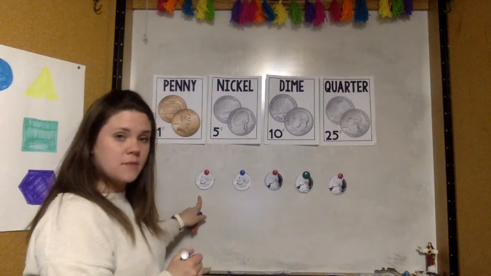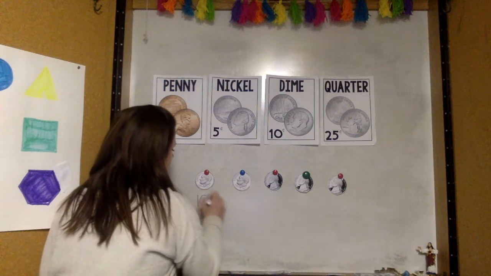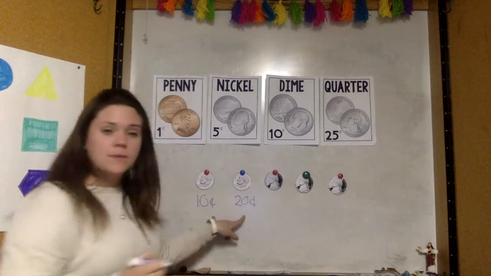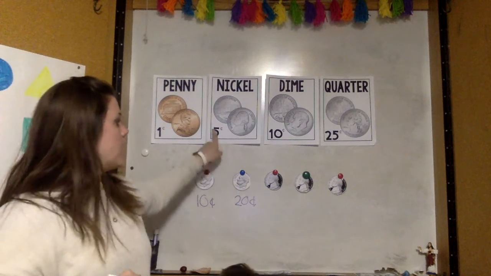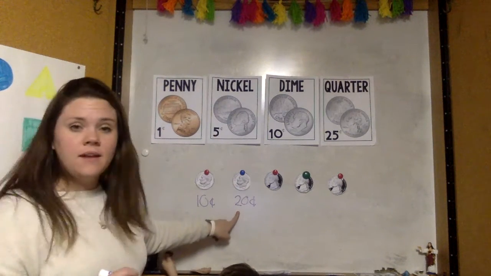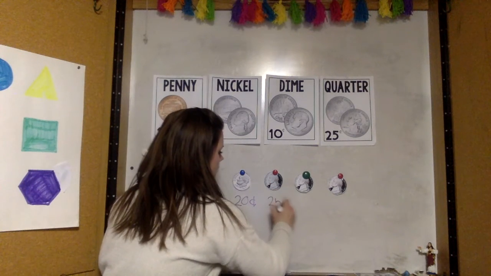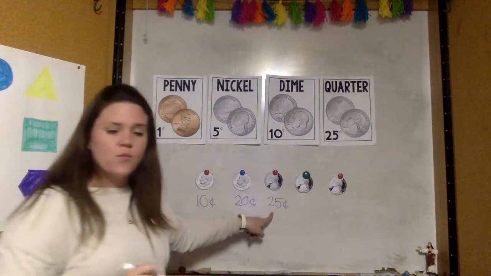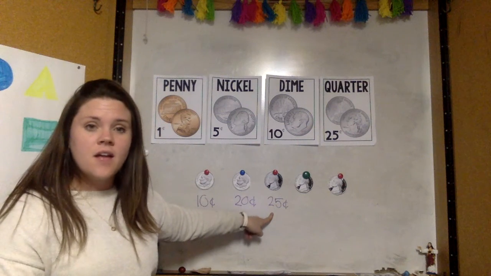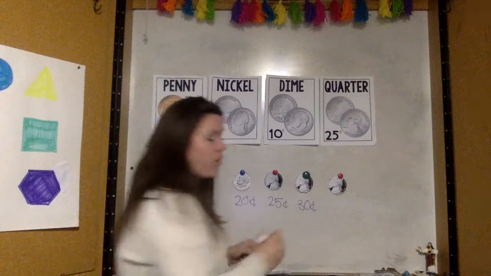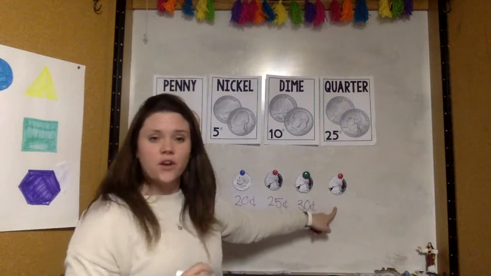Let's count. What are dimes worth? 10, 20. Now I'm done with my dimes. Now I'm counting by what? Counting by 5s. 20 and 5 more is 25. 5 more than 25 is 30. 30 and 5 more is 35.